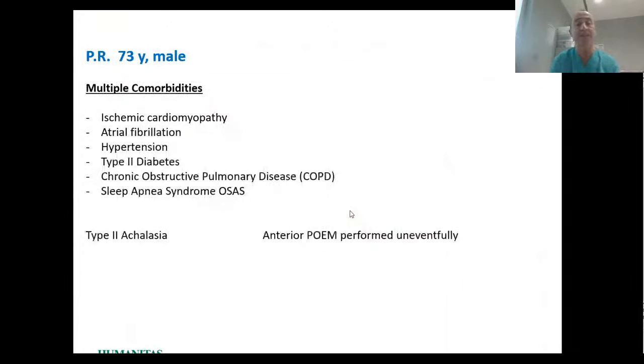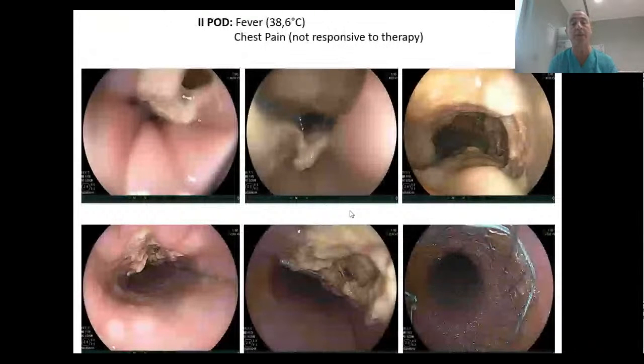And this is another patient I want to report, how we dealt with a complication. You see again, he developed chest pain, very severe chest pain not responsive to therapy. He got fever. So I had to look with the endoscopy.